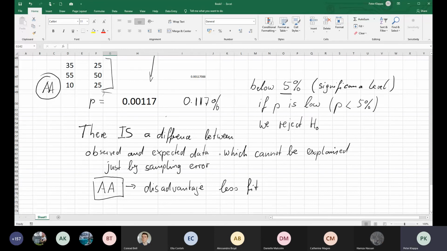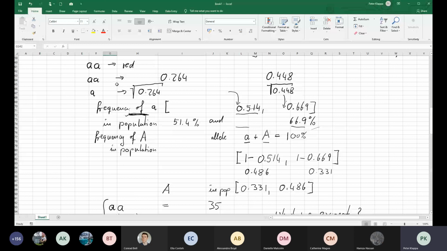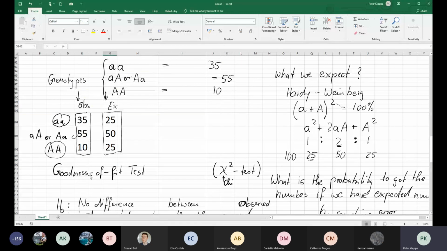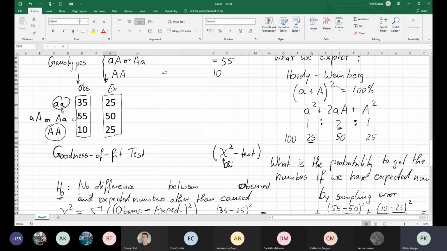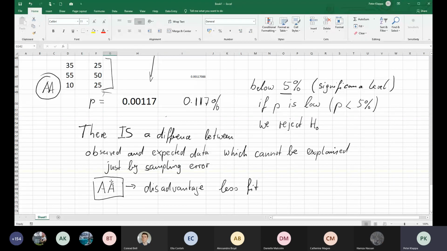So you have seen how we can use data analysis to calculate the frequency of an allele in the population and also check with this goodness of fit or chi-squared test if there is anything weird going on in the genes, what we observe compared to what we expect. So next week, we can probably expand on that and find out what's wrong with these butterflies with these AA. Maybe there is a link to something. And that will be a continuation of this chi-square test.